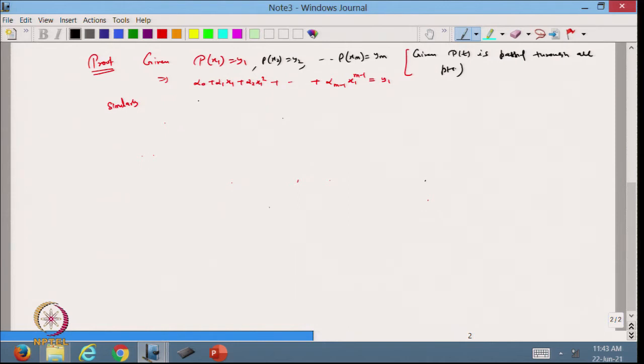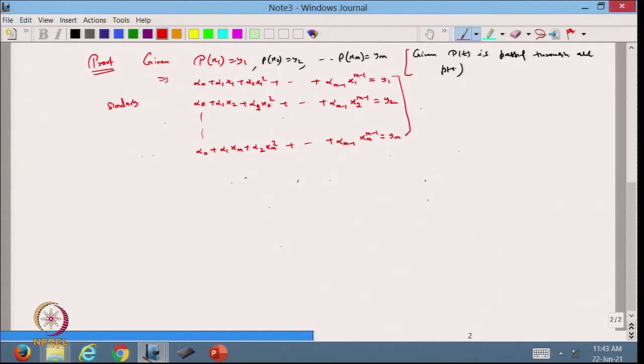So, from here I can write alpha 0 plus alpha 1 x1 and so on. Another equation I can write as alpha 0 plus alpha 1 x2 plus alpha 2 x2 square up to alpha m minus 1 x2 raised to power m minus 1, that should be equal to y2. And similarly, I can write the last one, alpha 0 plus alpha 1 xm plus alpha 2 xm square up to alpha m minus 1 xm raised to power m minus 1, that should be equal to ym. So, this is what we are going to have.